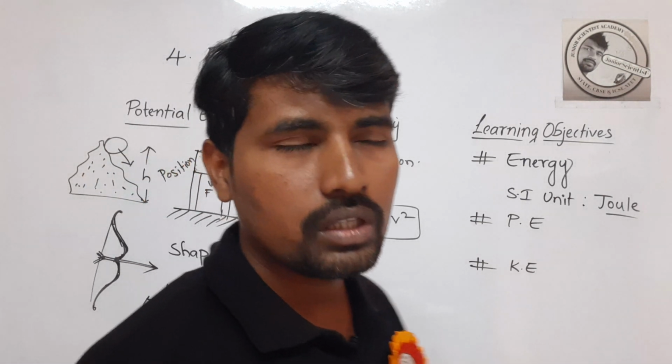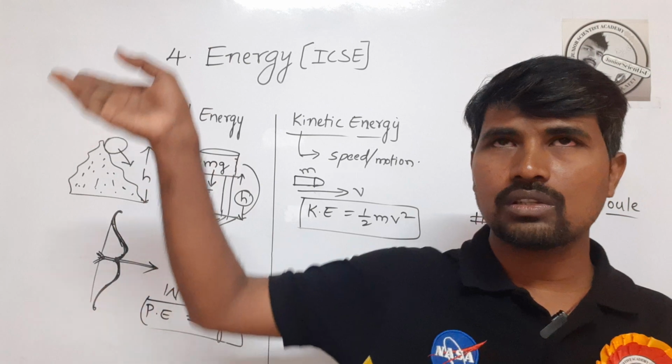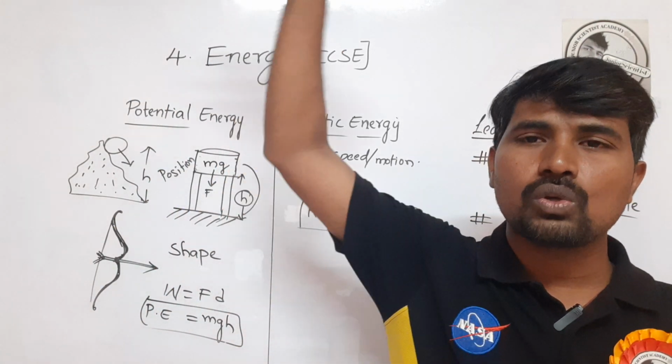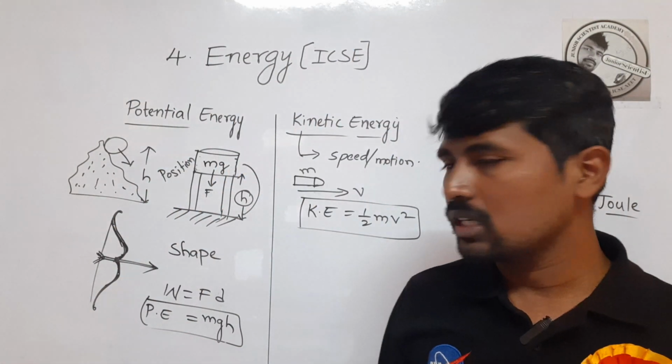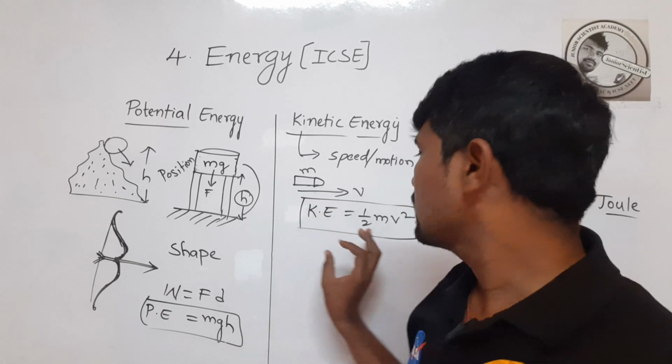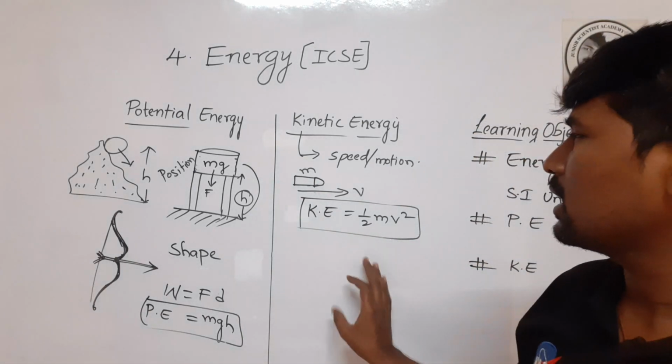Okay, a stone is dropped from the first floor, then from the second floor, then from the third floor. So as height increases, potential energy increases. So these are the factors, and this is the explanation of potential energy and kinetic energy.